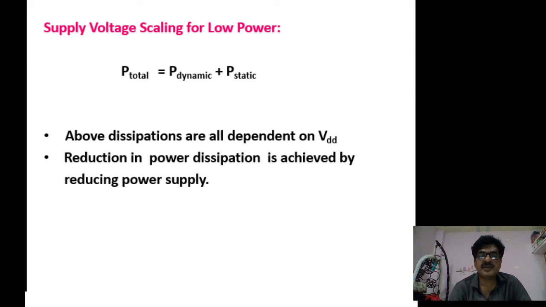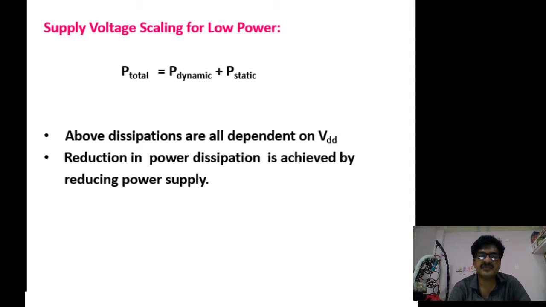So, with the analysis of various power sources, like in case of dynamic, we have seen the different mechanisms like switching power dissipation, short circuit power dissipation, and glitching power dissipation. And also, in the static power case, what are the different leakage currents responsible for the static power dissipation.